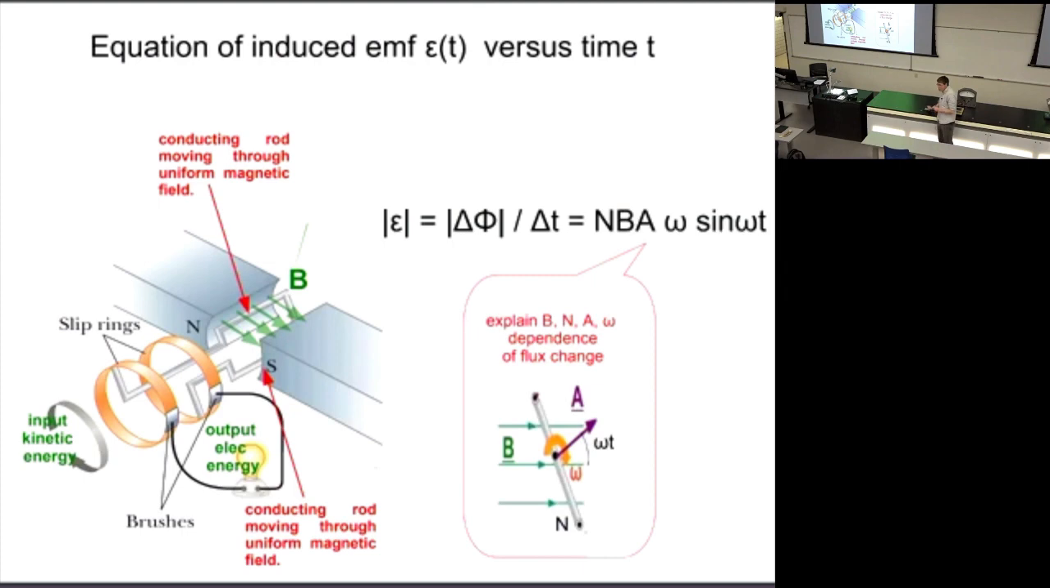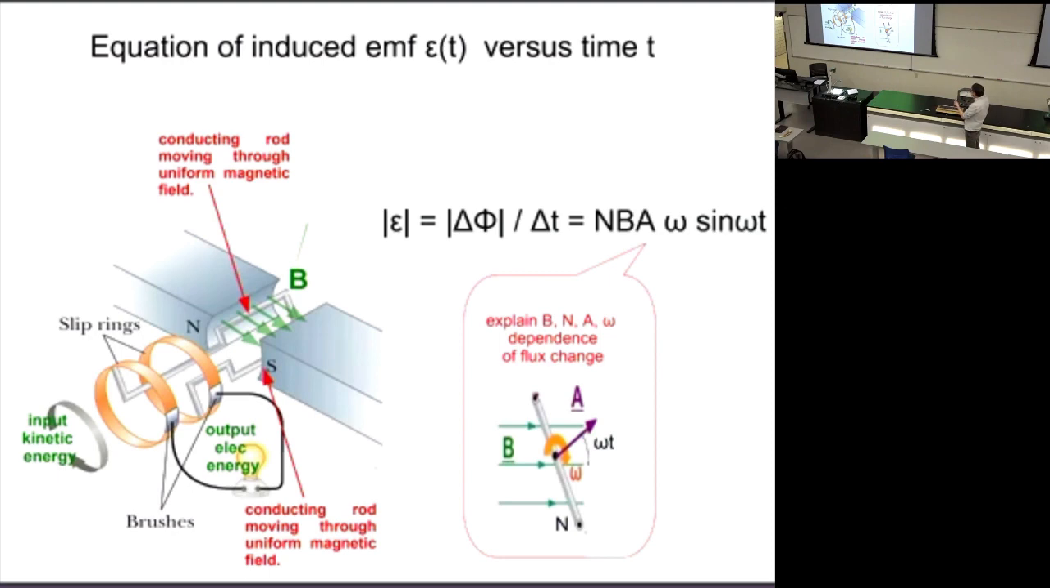Just like in the translational motion generator, there was an equation based on Faraday's law of induction, that the induced EMF is equal to the negative rate of change of the magnetic flux, that described that generator. That was the BLV. In this rotational case, there's an equation that's based on Faraday's law of induction, based on the fact that the rate of change of the magnetic flux determines the induced EMF, that describes this type of generator. And that's the equation that I've written up here. So here it is.